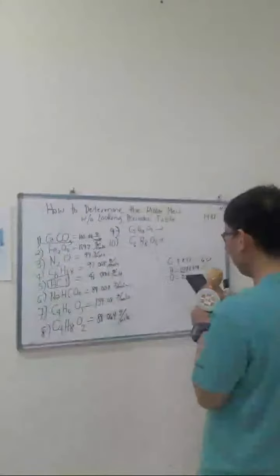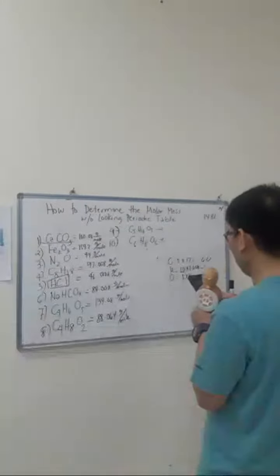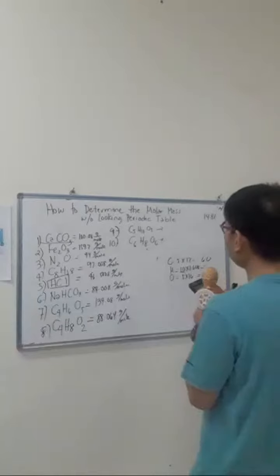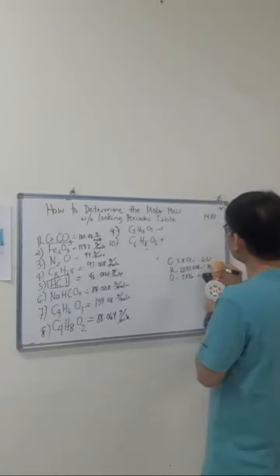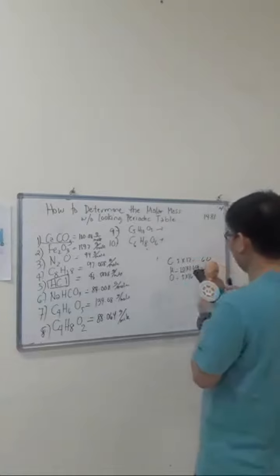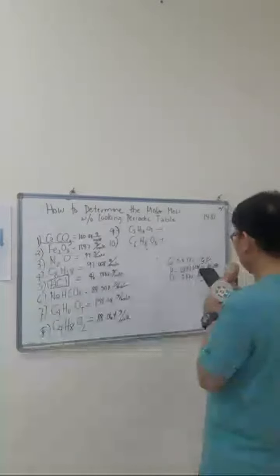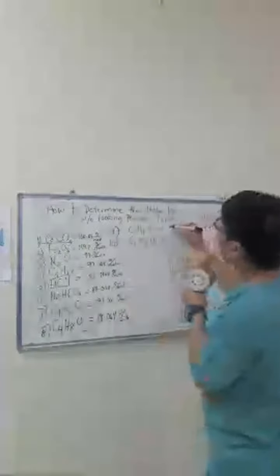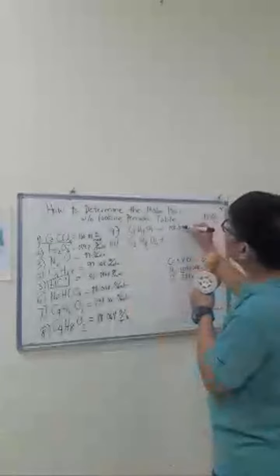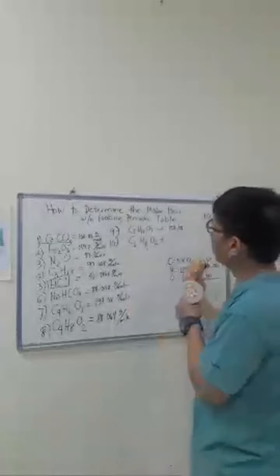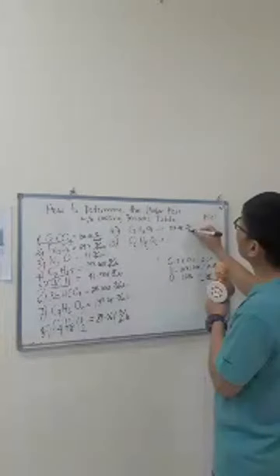Let's check. 10 times 1.008. Oh, it's not. It's 10.08. Okay. So plus 80 plus 60 is equals to 150.08. So our molecular weight is 150.08 for ribose sugar. Okay, like that. Grams per mole.